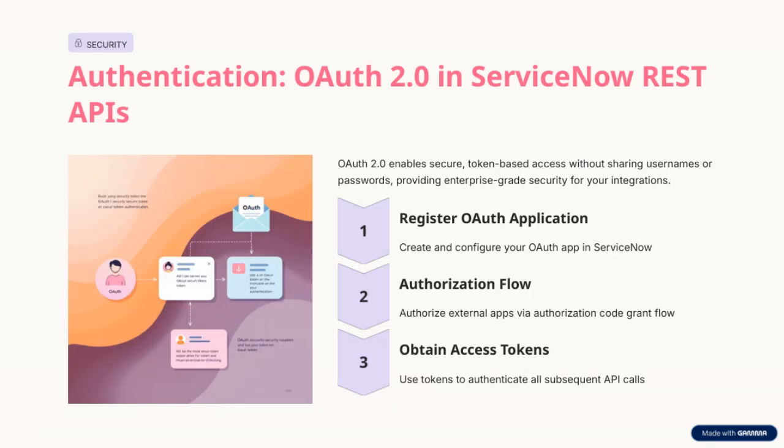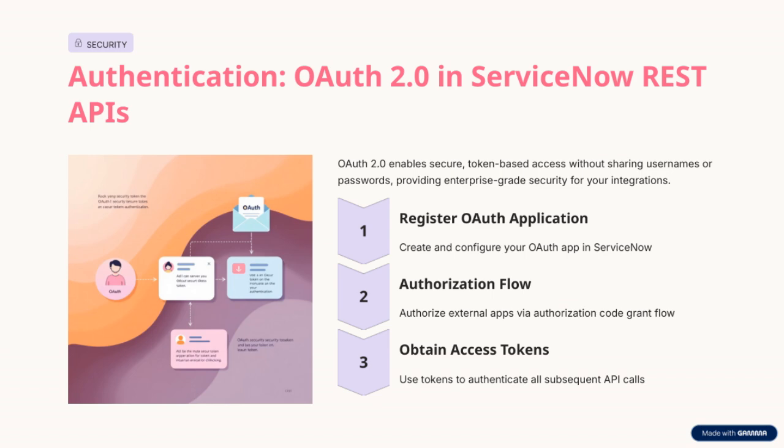Now, let's talk about how to securely authenticate your API calls using tokens. The key here is to obtain access tokens, which serve as your digital credentials for making subsequent requests. Once you have these tokens, you can authenticate your API calls without exposing sensitive information like usernames or passwords. To get these tokens, you'll use what's called the authorization code grant flow. This process involves authorizing external applications to access your ServiceNow instance securely. Essentially, you create and configure your OAuth application within ServiceNow, registering it so it can participate in the secure exchange.